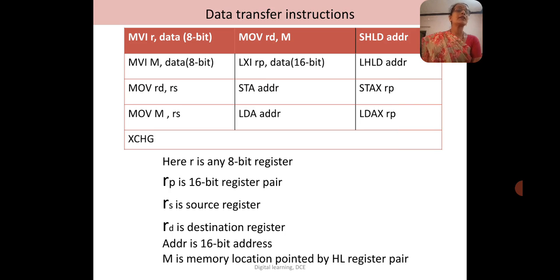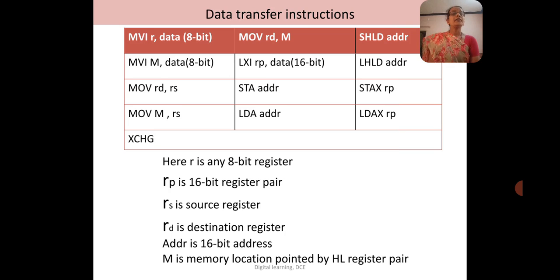Next is SHLD address. SHLD means store the L register content in the given memory location. Whatever address we mention in the instruction, L register content will be transferred there and H register content will be transferred to the next consecutive memory location. So SHLD instruction is used to store HL register content to 2 consecutive memory locations.